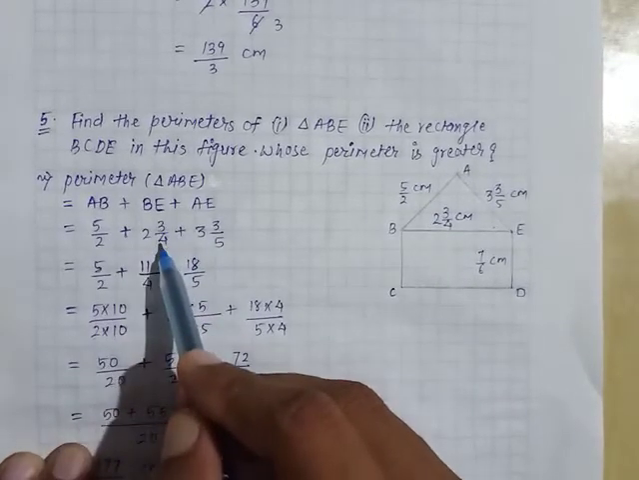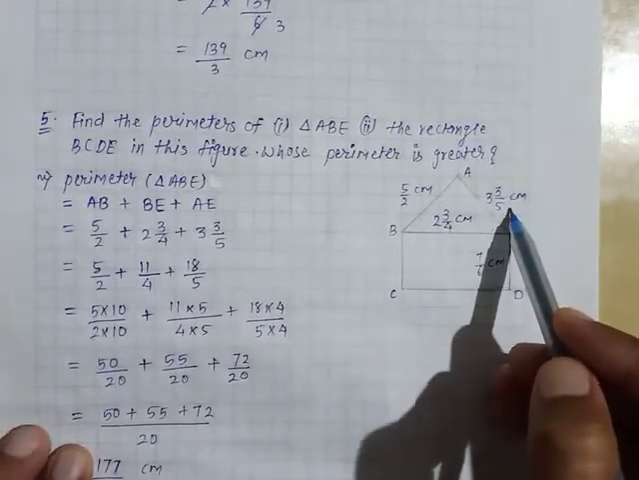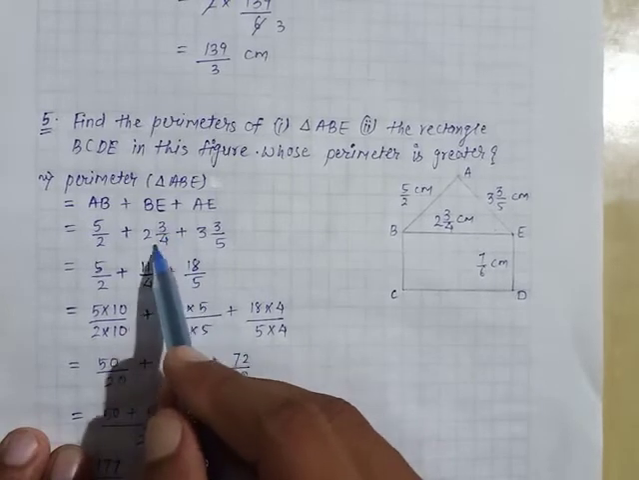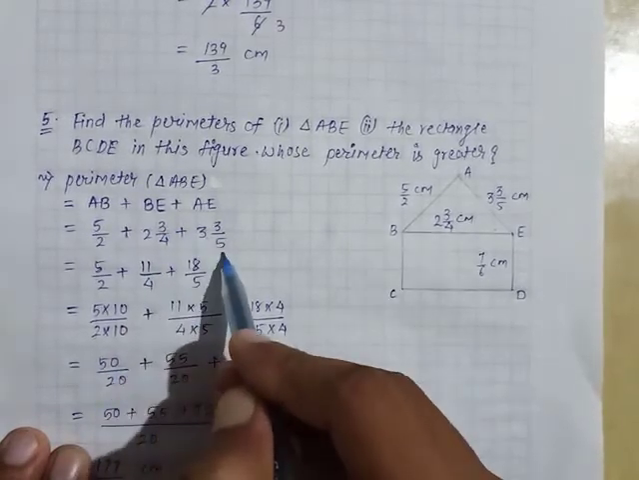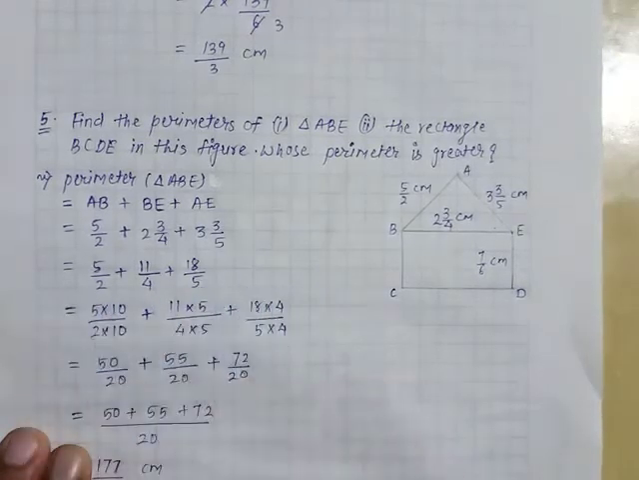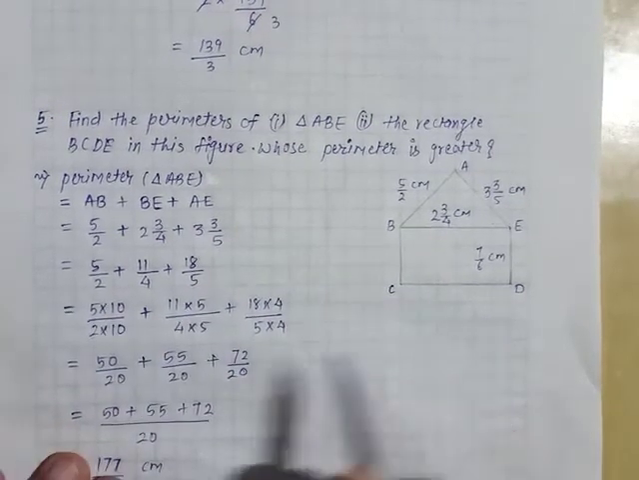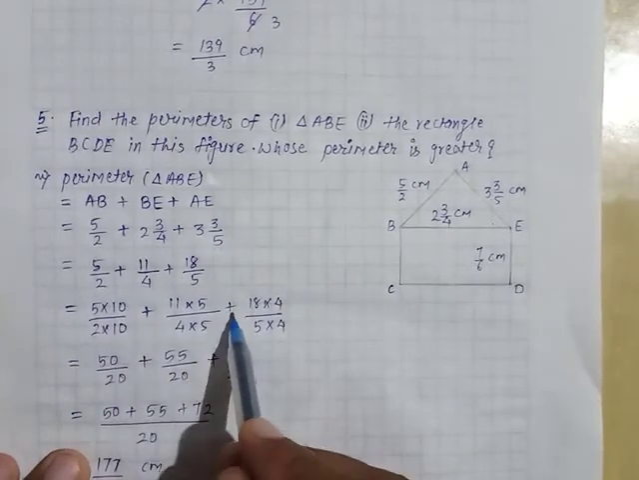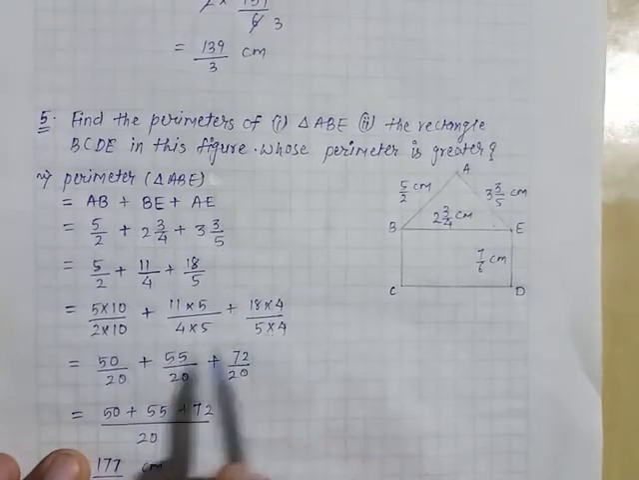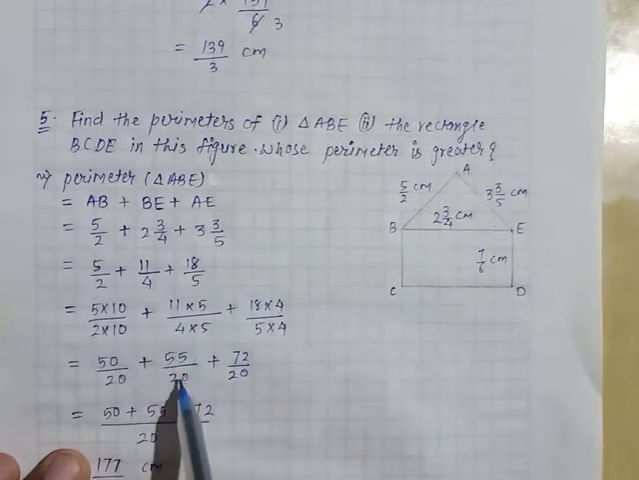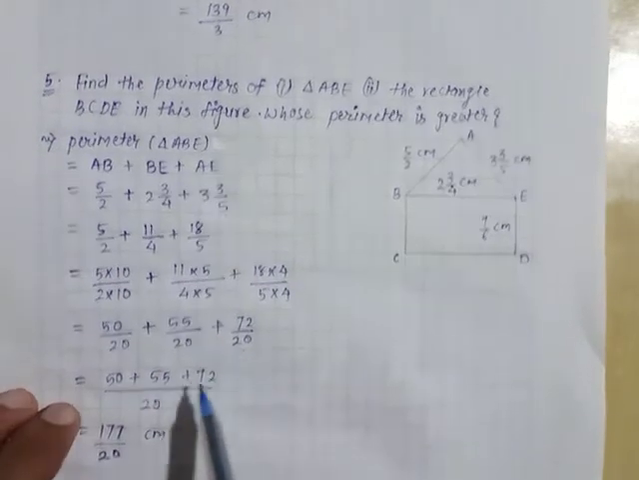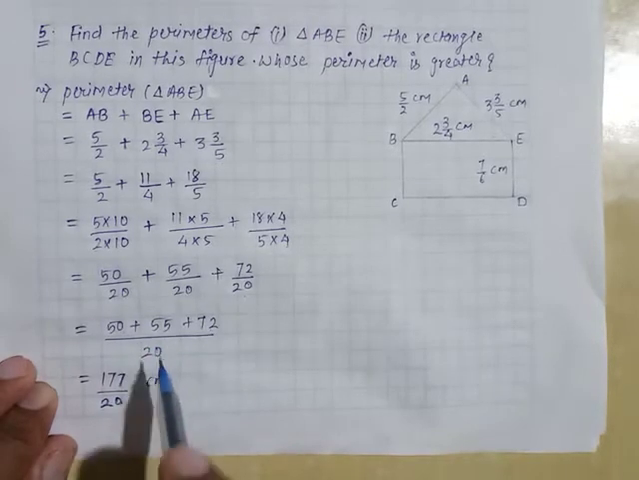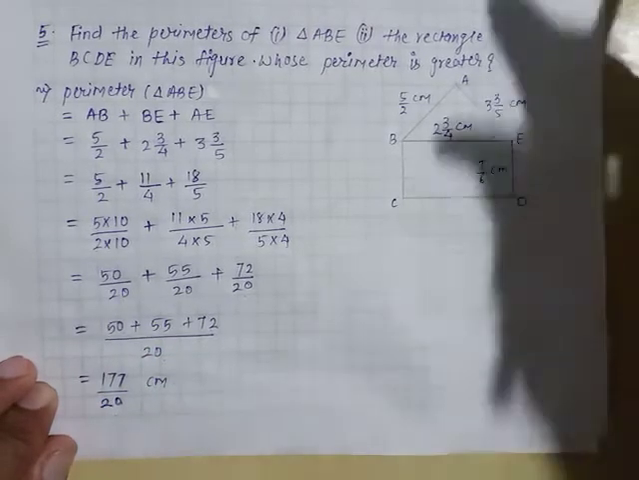BE is equal to 2 3/4. AE is equal to 3 3/5. Make it simple. This will be as it is, 5/2. Then 2 times 4 is 8, plus 3 is 11/4. 3 times 5 is 15, plus 3 is 18/5. So make their denominators equal. This becomes 5 into 10 upon 2 into 10 plus 11 into 5 upon 4 into 5 plus 18 into 4 upon 5 into 4. This becomes 50/20, 55/20, and 72/20. After that, it becomes (50 plus 55 plus 72) divided by 20, which is equal to 177/20.